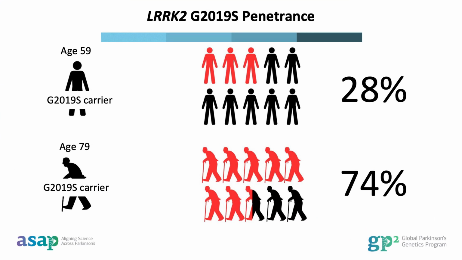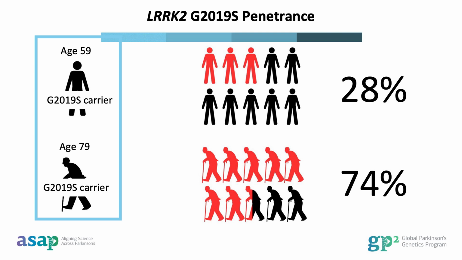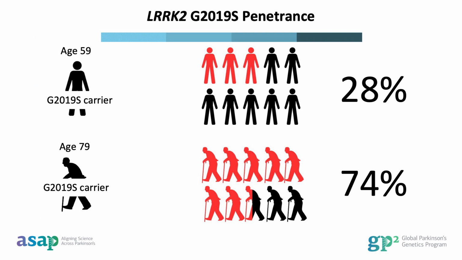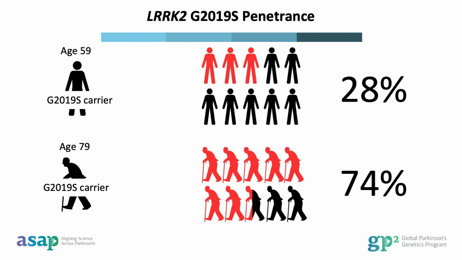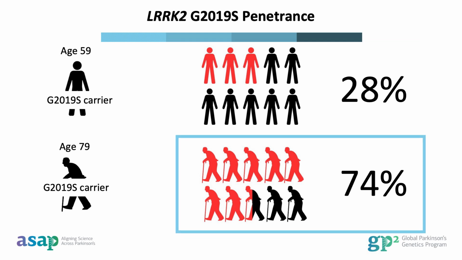Furthermore, the penetrance of the mutation also varies across age groups. For example, G2019S carriers have a 28% chance of developing PD at the age of 59 and a 74% chance at the age of 79.